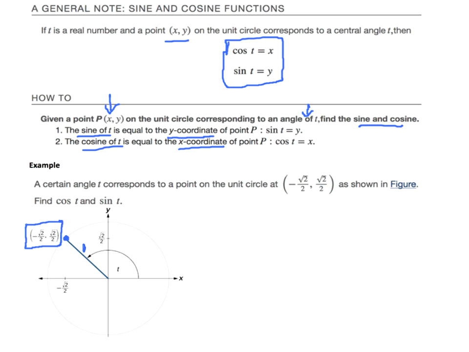So without knowing anything else about this circle and this angle, I know that the cosine of angle t is going to be equal to the x coordinate, which is negative square root 2 over 2. And I know that the sine of that angle t is going to be equal to the y coordinate, which is positive square root 2 over 2.